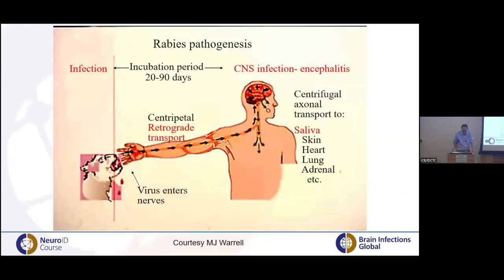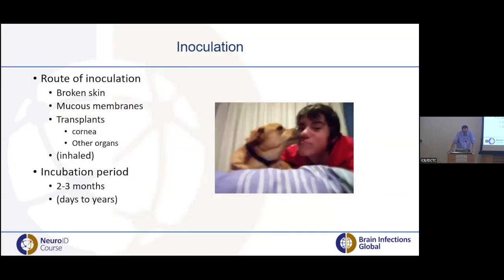And this is what happens. The virus enters after a bite and then is transported up the nervous system to the brain where it replicates and then spreads down through the nervous system. So as well as getting the virus from a bite of an animal, there are some very sad cases of people getting it from transplants.